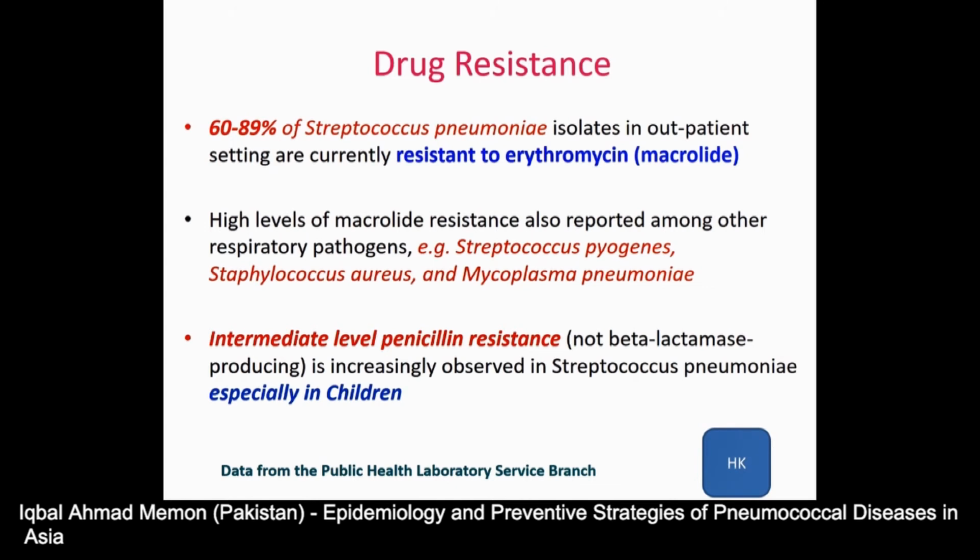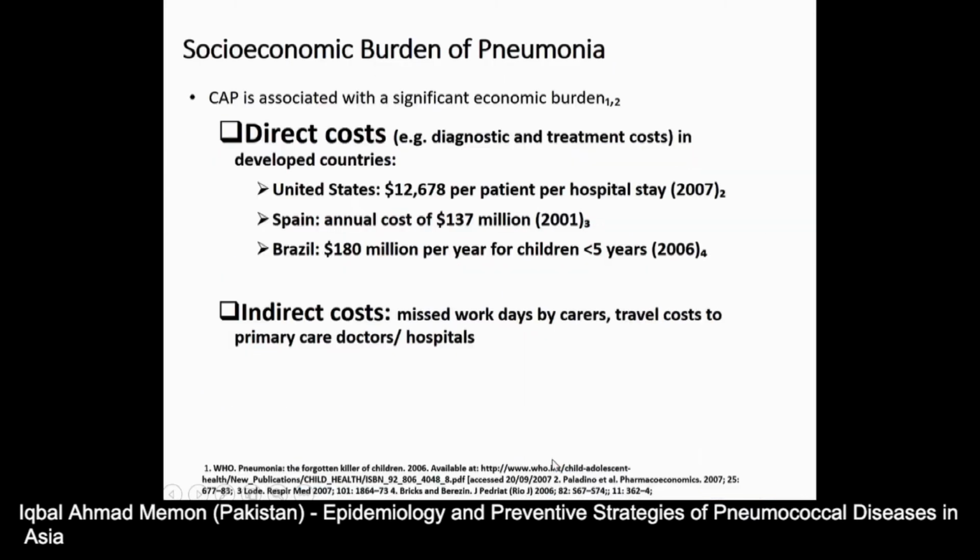Macrolide resistance is rather standing out, and that's why they say don't use macrolides alone when strep pneumonia is suspected. An intermediate level of penicillin resistance, especially in children amongst strep pneumonia, has been documented in Hong Kong, and this is the reference to it.